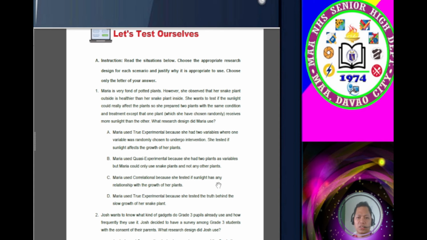Instruction: read the situations below. Choose the appropriate research design for each scenario and justify what is appropriate to use. Choose the letter of your answer. Number 1: Maria is very fond of potted plants. However, she observed that her snake plant outside is healthier than her snake plant inside. She wants to test if sunlight could really affect these plants. So she paired two plants with the same condition and treatment, except that one plant, which she has chosen randomly, receives more sunlight than the other. What research design did Maria use? Choose among these four choices.